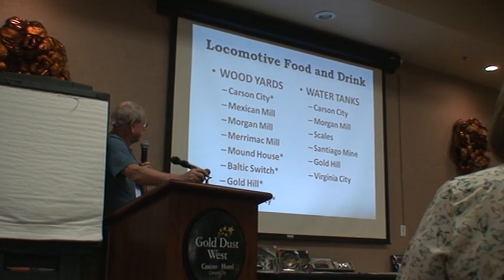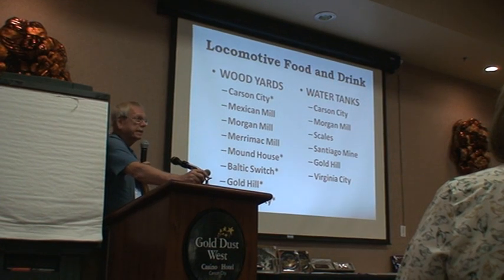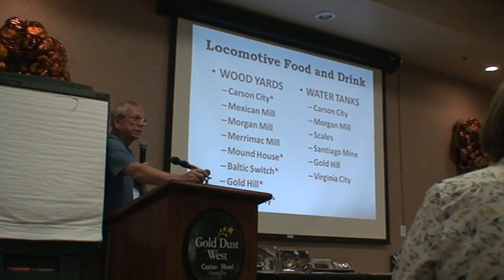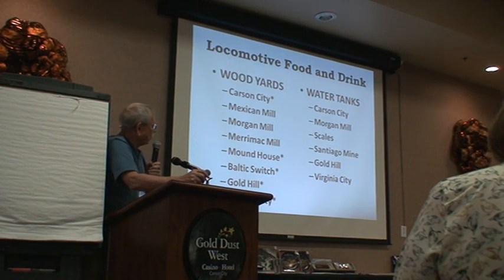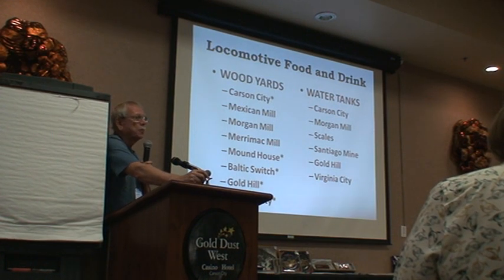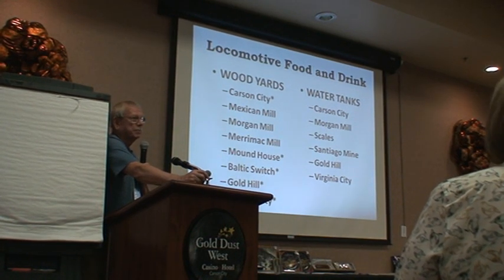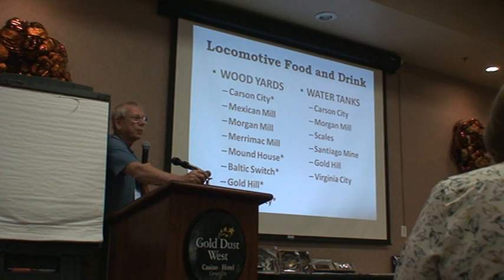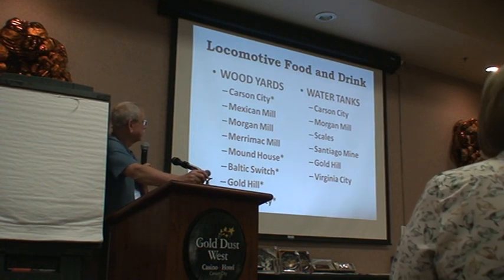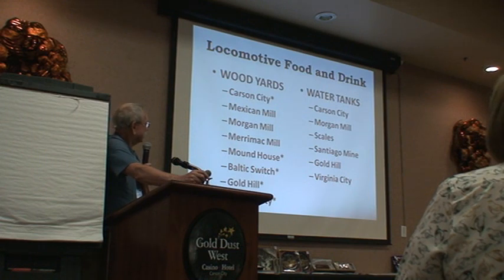You can see the list here of the wood yards that existed. The ones that have asterisks on them were the railroad-owned wood yards. The others were storage wood yards. You can see the water tanks. The one at Santiago Mine was really very close to Silver Switch, but water was always a problem. Sometimes there wasn't any water. There are a few telegraph messages about that I'll tell you later. But basically you had to feed and water your animals, and they tried to do that as best they could with limited resources.